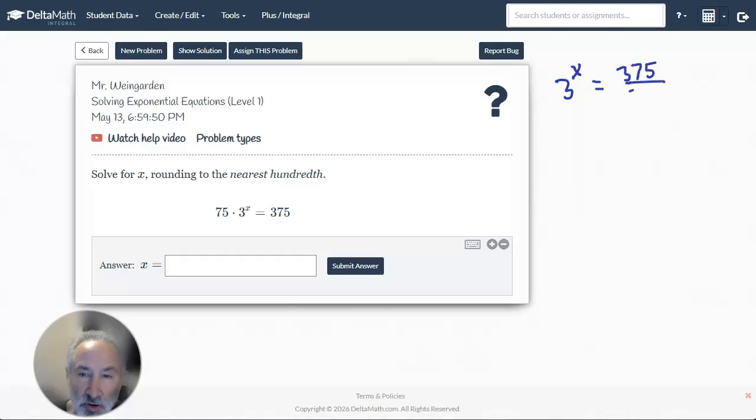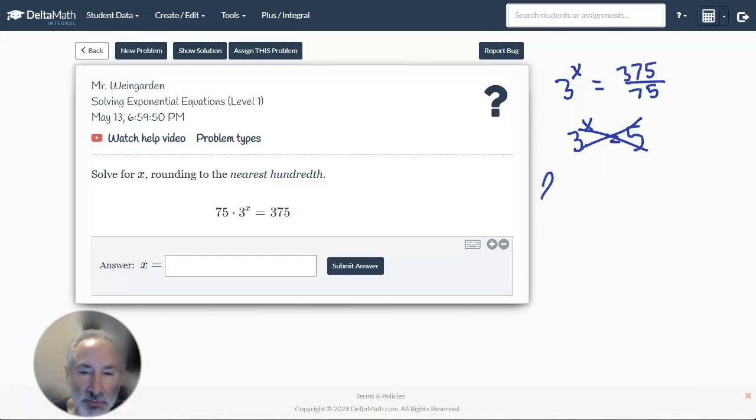And those wonderful people at Delta Math, they gave us two numbers that I believe are evenly divisible. So 375 divided by 75, I think that divides evenly, and it does. That gets me 5. So this is really just 3 to the power of x equals 5. Now, unfortunately, that makes this less of a good example, so I think I'm just going to leave it as a fraction so that we can make sure we enter it in the calculator properly.